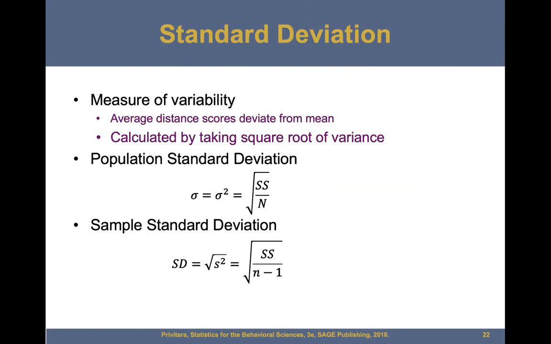So if we go back into Excel, we got our population variance and our sample variance. Well, if we want our standard deviation, population standard deviation and sample standard deviation, all we got to do is take the square root.